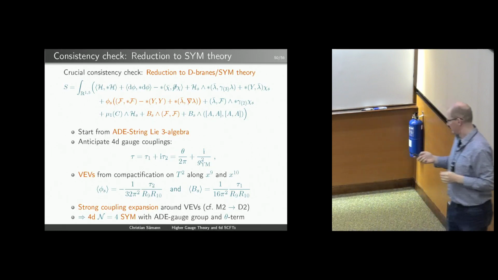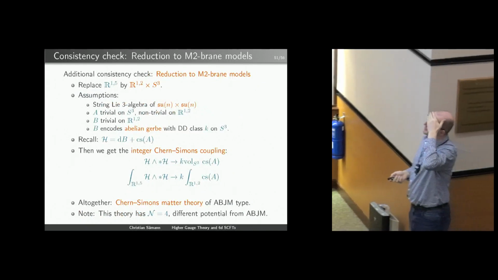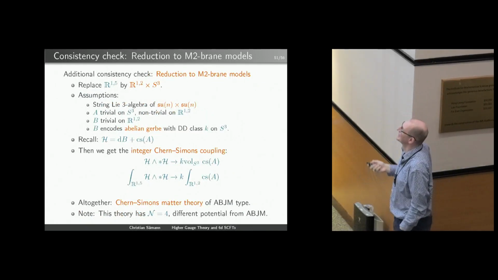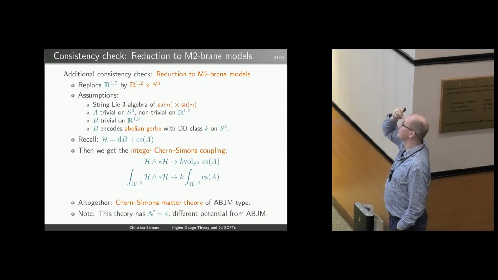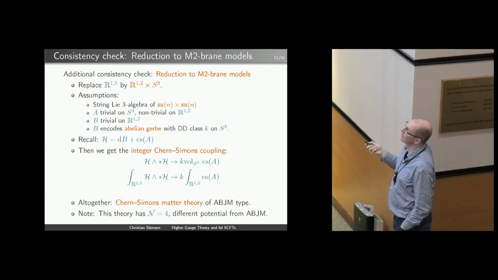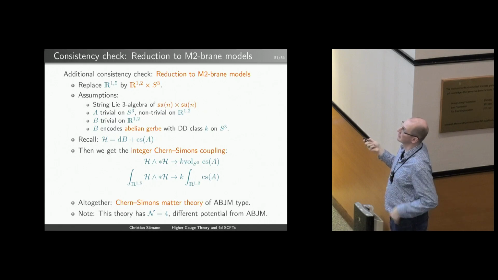Okay, let me talk about these things that work. Something nice that also works is the reduction to the M2 brane model. You can replace R15 by R12 cross S3 or any compact 3-dimensional manifold. You take the string Lie 2-algebra of SUN cross SUN. You suppose that it's trivial on this internal space, which is assumed small, but you expect it to be non-trivial on this R12. And you demand that the B field is turned off on the R12, but it encodes an abelian gerbe of Dixmier-Douady class.